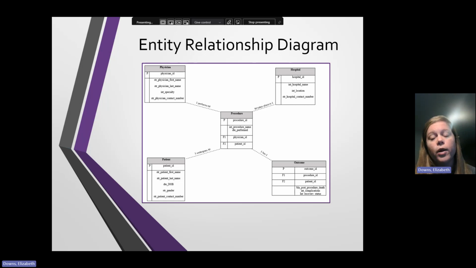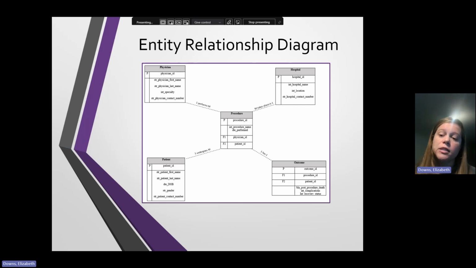A physician can perform multiple procedures, but each procedure is performed by exactly one physician. A patient can undergo multiple procedures, but each procedure is undergone by exactly one patient. Three, procedures take place in one hospital, but a hospital may host multiple procedures.